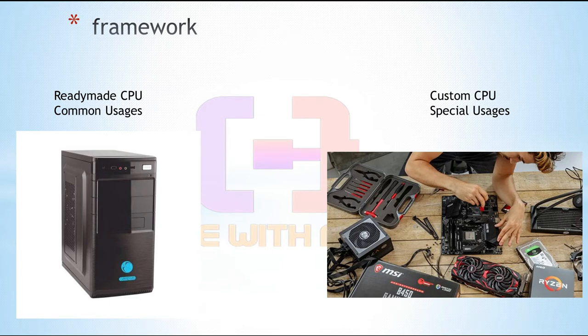Let's see this ready-made framework. There are two types of things in real life. I want to buy a CPU. I want to purchase a CPU, so I'll note down all my requirements for what purpose I want to purchase it. My purpose is just common use. I want to use some Excel and normal coding, normal things. Then I can simply go and purchase any high-end CPU. This is easily available in the market.